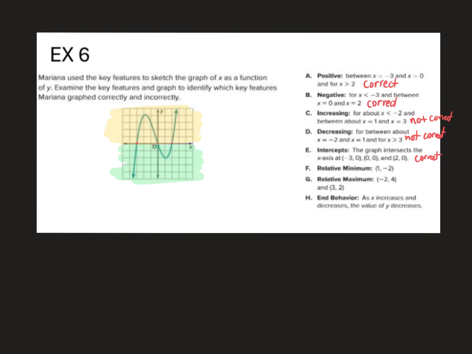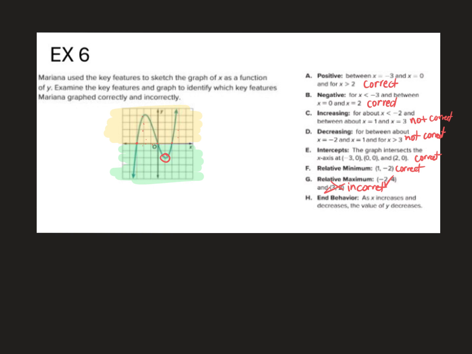It has a relative minimum at 1, -2. So 1, -2, is this a low point? Yes, that's correct. A relative maximum at -2, 4. -1, -2, 1, 2, 3, 4. I would agree with this one. And at 3, 2. 1, 2, 3, 1, 2. And that would be no. So that would make this statement incorrect, or not correct, however you want to say that.